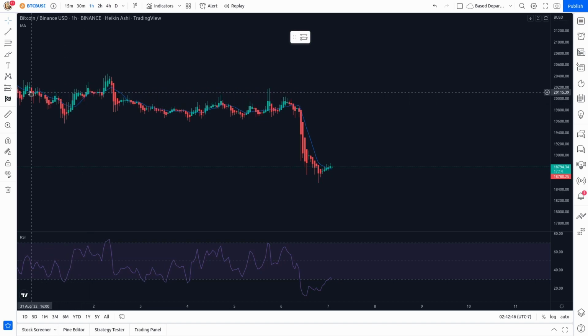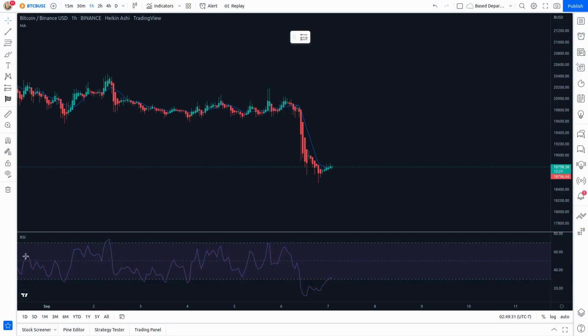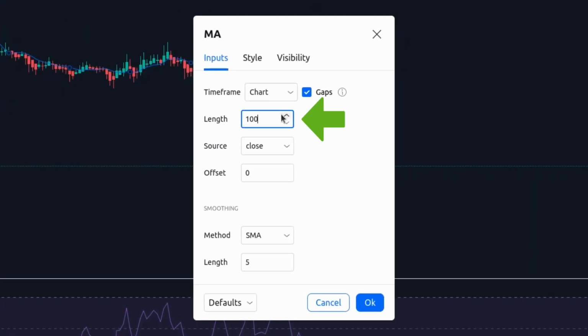Price action above the line is considered bullish. 100-day SMA is a very popular setting specifically for this. I will show you how to create a 100-day SMA. Let's go to the cogwheel and modify it to use 100 candles to calculate the SMA. Change this value to be 100.